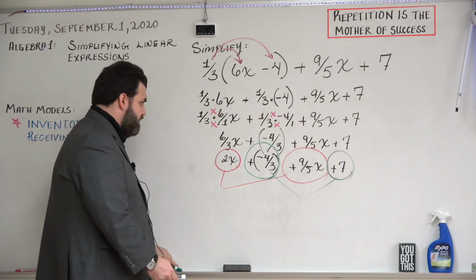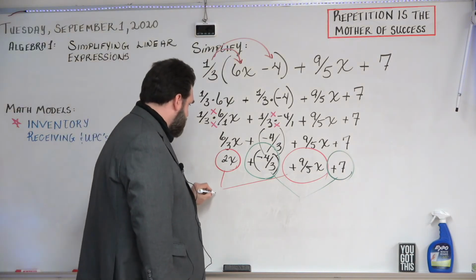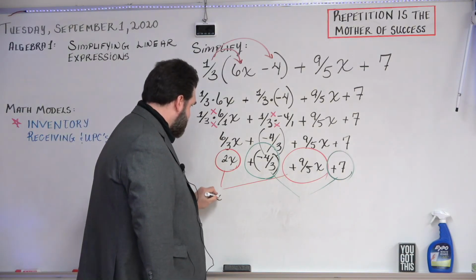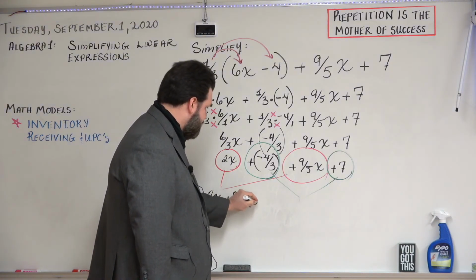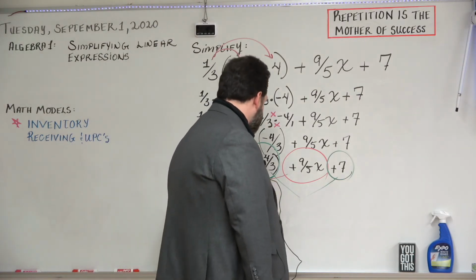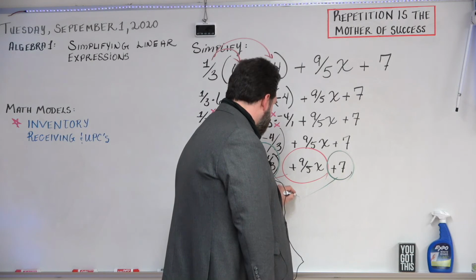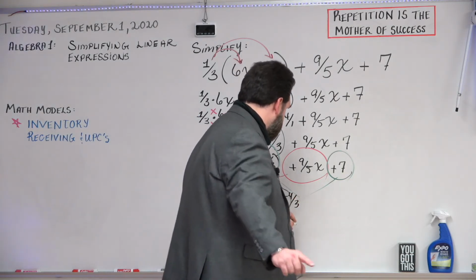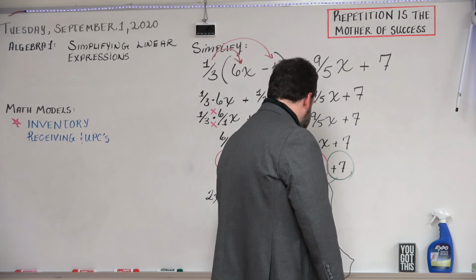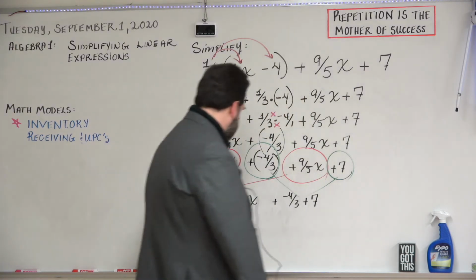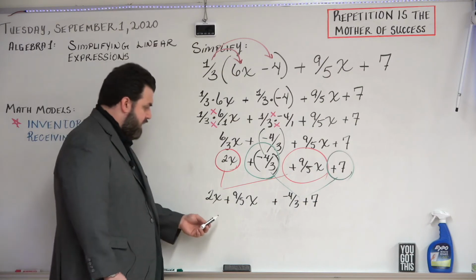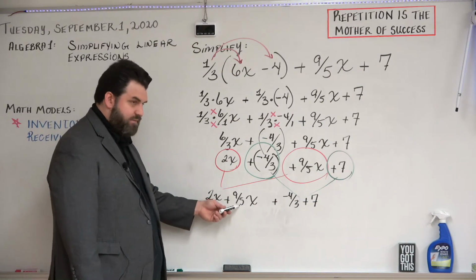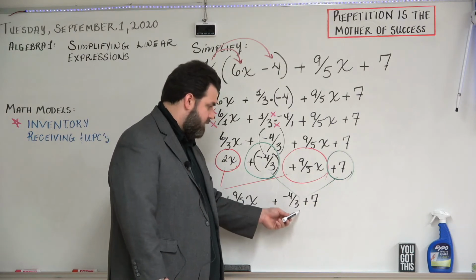So let's write out what we're going to do. We've got 2x plus 9 over 5x plus -4/3, not x, plus 7. But I have a problem now. My problem is I can't just add 2 to 9/5, and I can't just add -4/3 to 7.